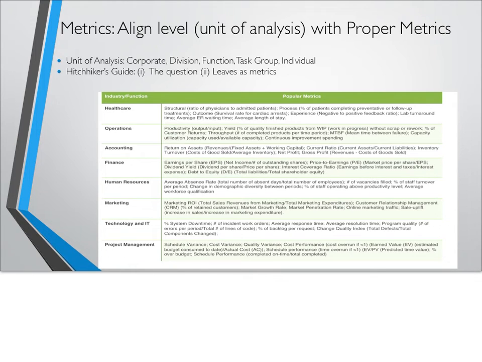In finance, some of the popular metrics are earnings per share, EPS, which is net income divided by the number of outstanding shares, price to earnings, which is basically market price per share divided by the earnings per share, dividend yield, which is dividend per share divided by the price per share, interest coverage ratio, which is earnings before interest and taxes divided by the interest expense, which is how quickly or how well can the company meet its debt expenses. Then debt to equity ratio, or D to E, which is total liabilities divided by total shareholder equity.